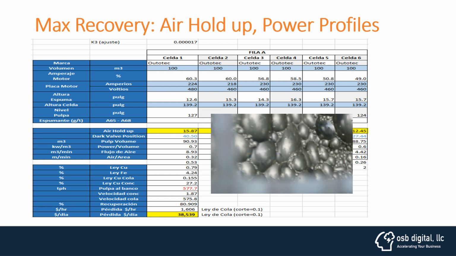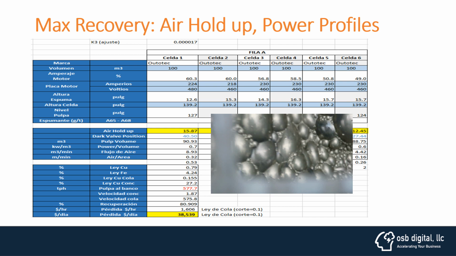This is also now by looking at this table, which shows all the variables that are happening in each of the cells. This is using an Autotech environment. Not only that, we can calculate the losses, we can calculate the recovery in real time, and we can calculate the air holdup to maximize the productivity as much as we can according to the grinding.